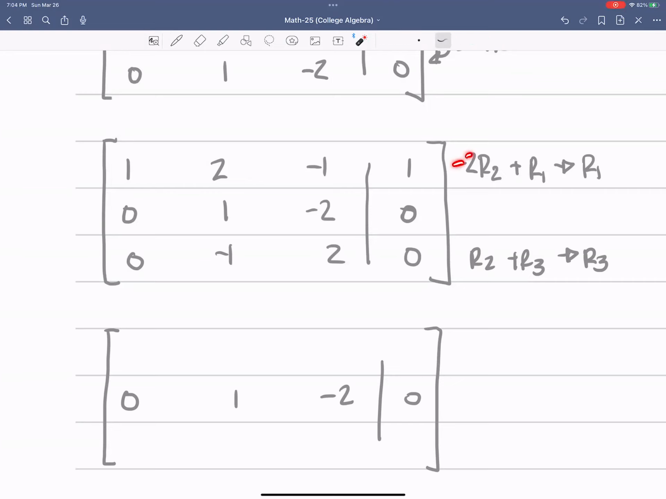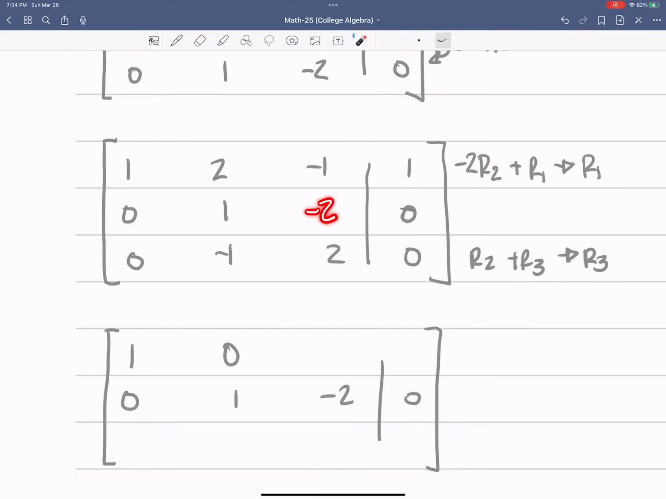So -2 times row 2. So 0 times -2 is going to be... yeah, 0 times -2 is 0, not -2. 1 plus 0 is still 1. And row 2, so 1 times -2 is -2. There we go. -2 plus 2 is 0.